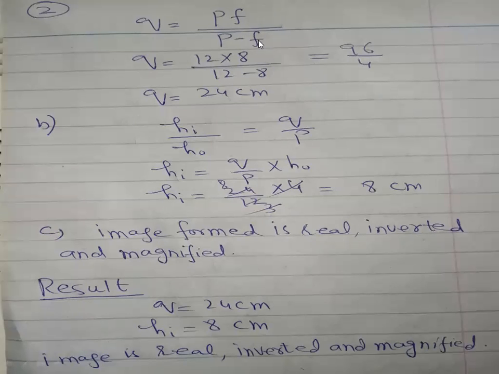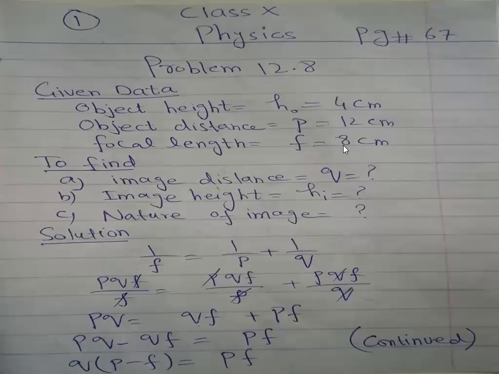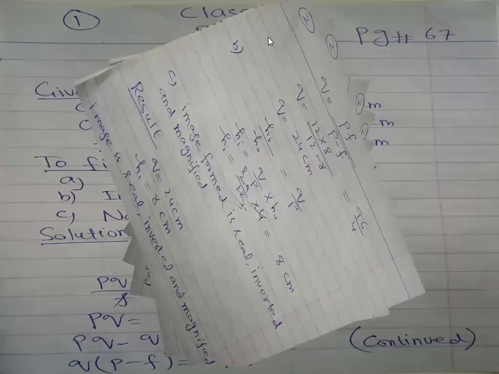I'm just putting the values now. The value of P is 12. I show you now, the value of P is 12 and F is 8. Just plug into this formula.